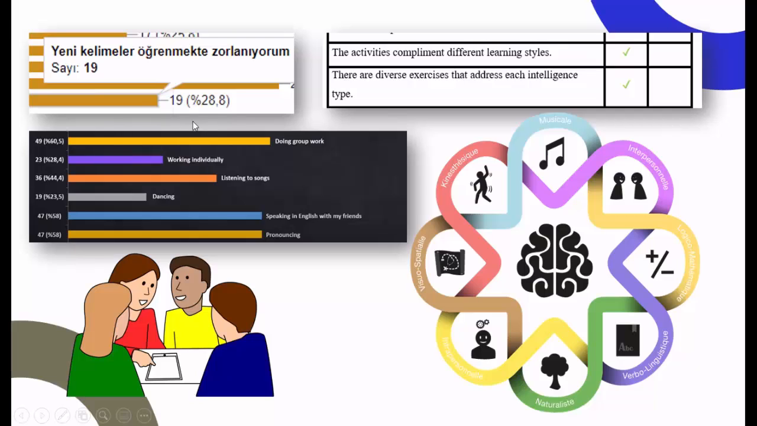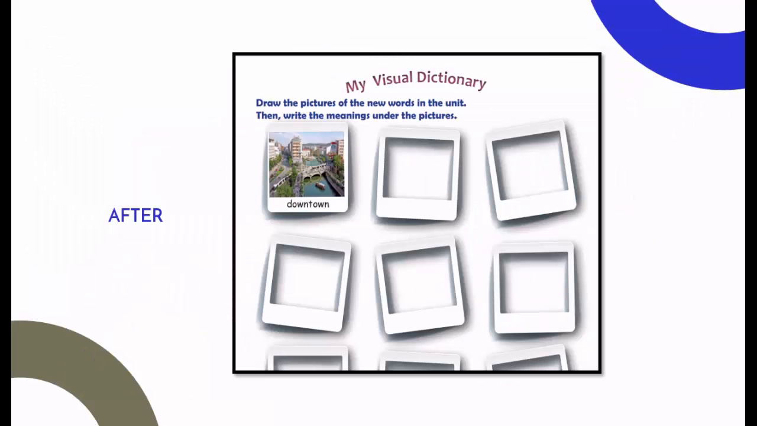Moreover, students want to do group activities according to our previous research. The fact that the activity considers multiple intelligences is good, but it is time consuming. So it will be better if it is assigned as homework. Like this.